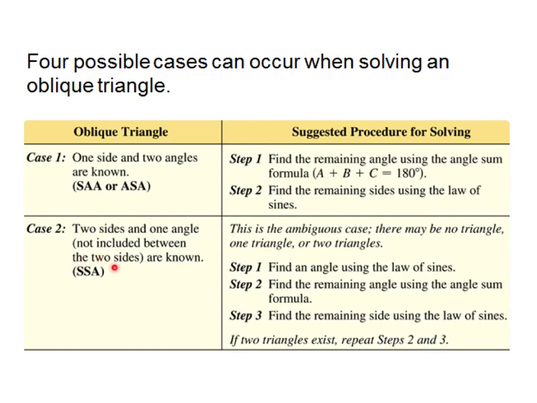Case 2 was our ambiguous case. We had to find one of our missing angles using law of sines. Then we had to use the angle sum formula to find the remaining angle. We had to find that last side. Then, big piece of information here, you had to repeat those steps in order to find whether or not a second triangle existed.